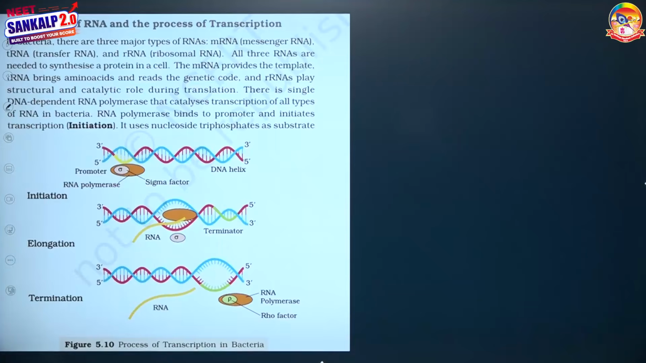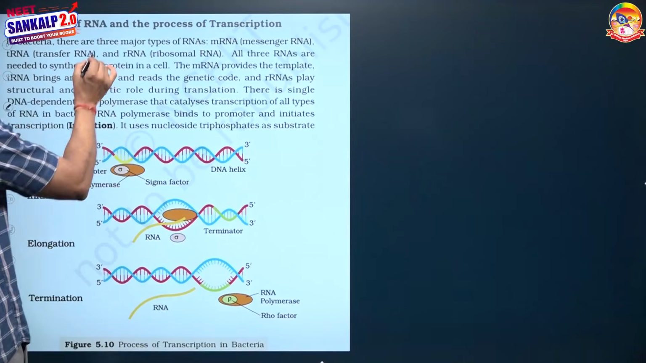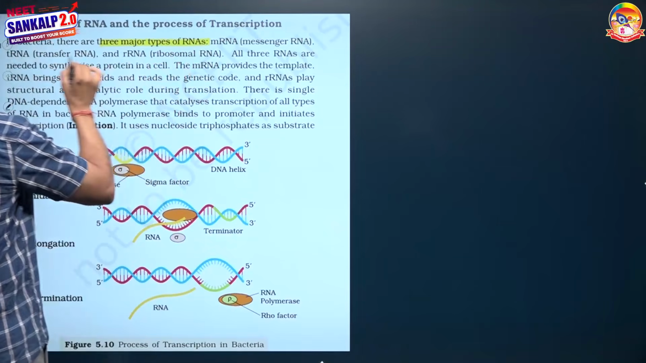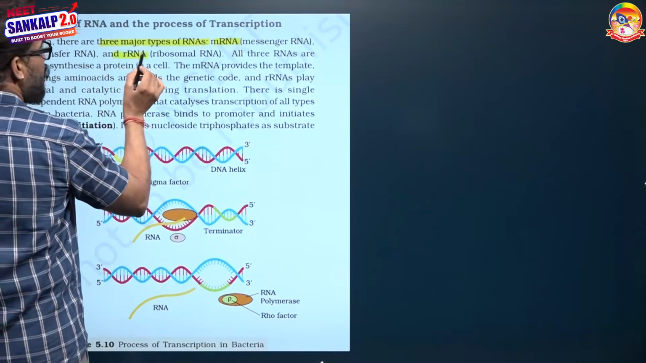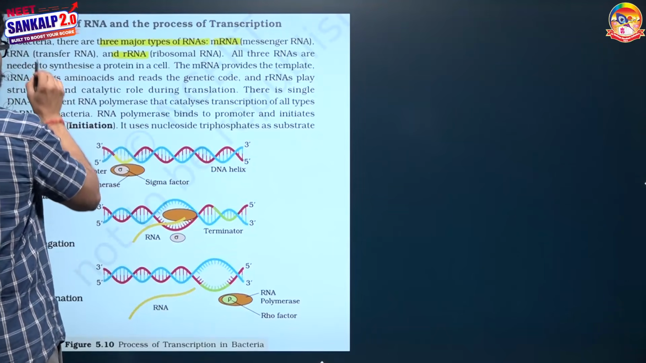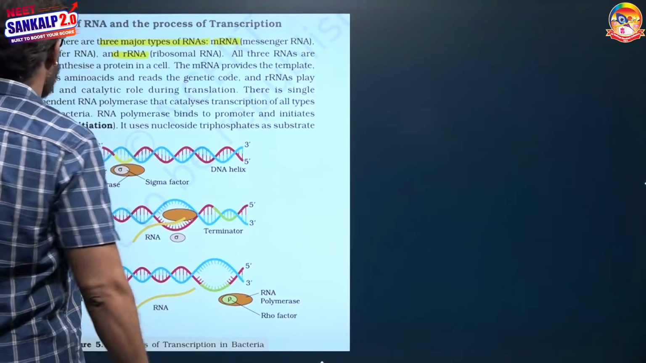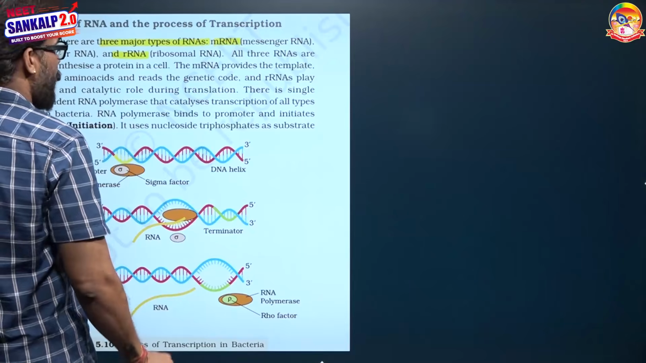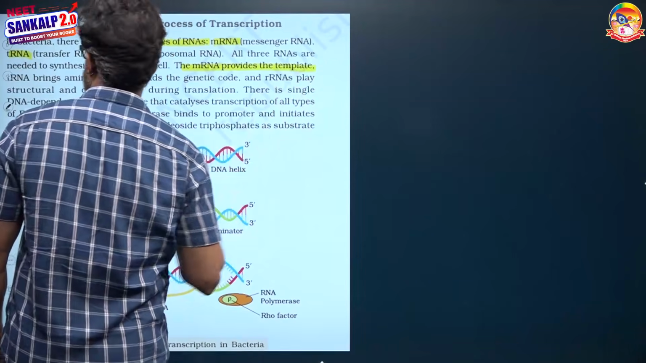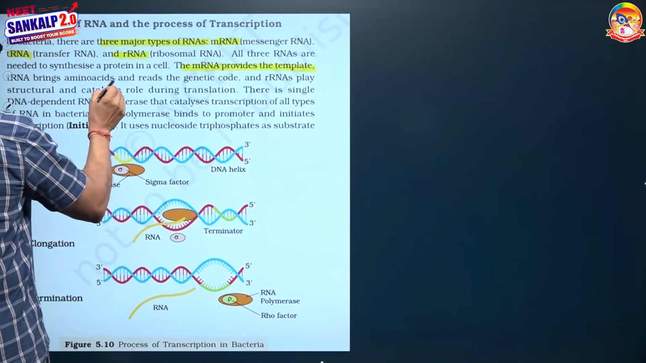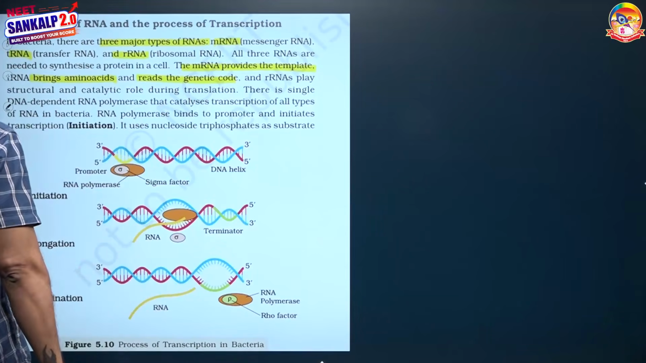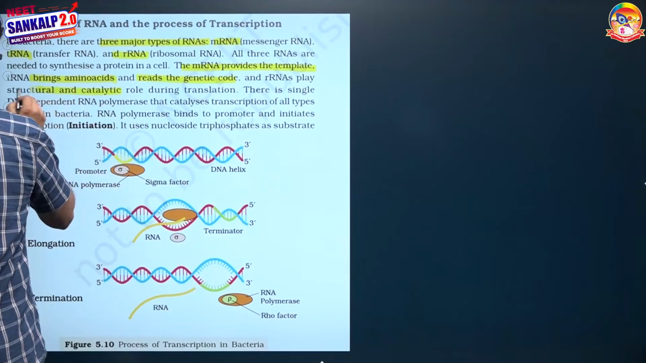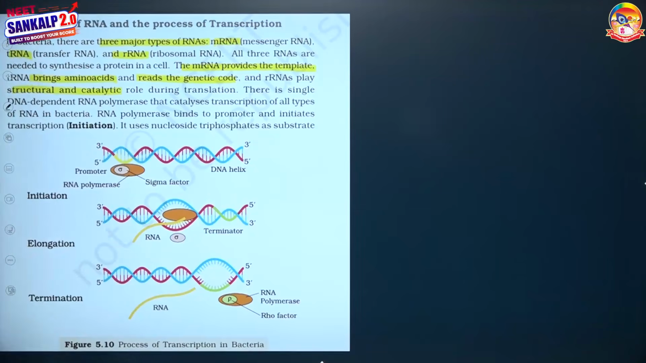Types of RNA. Here you must remember, in a eukaryotic cell there are three types of RNAs: messenger RNA, ribosomal RNA and transfer RNA. The messenger RNA provides the template for synthesis. Transfer RNA brings amino acids and reads the genetic code. Ribosomal RNA is structural and catalytic. These are the three important functions.